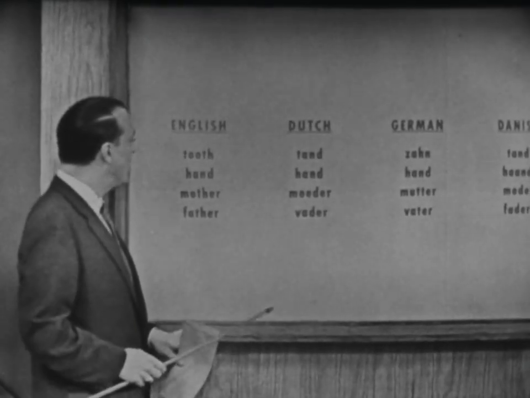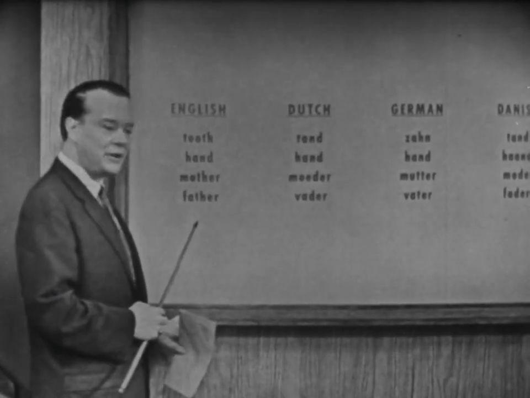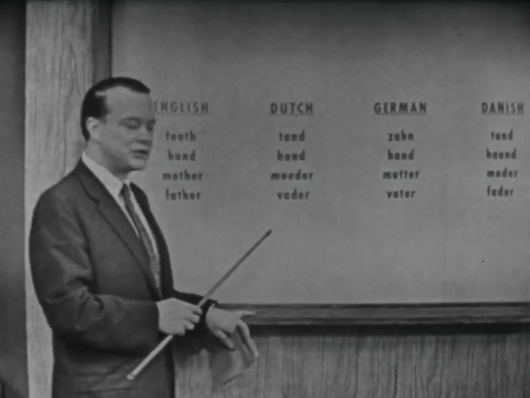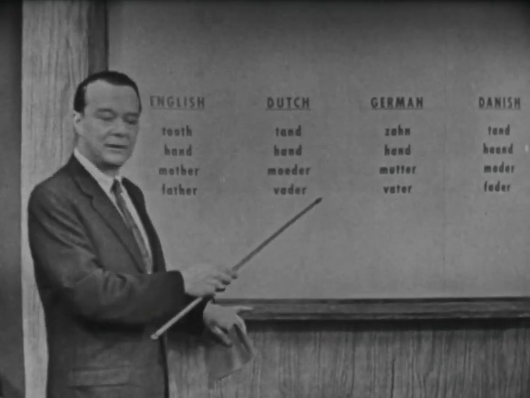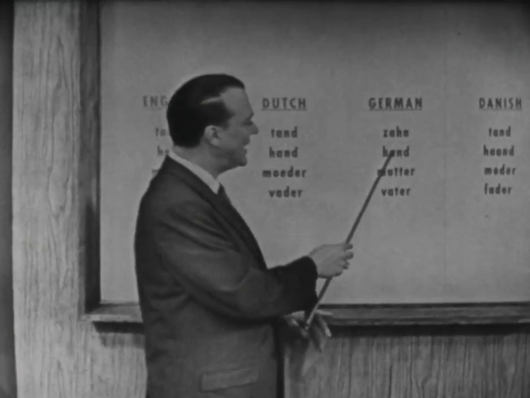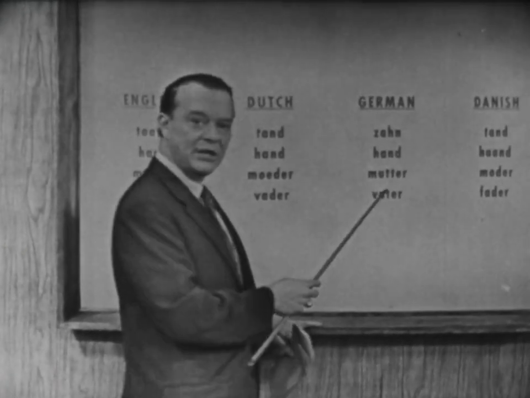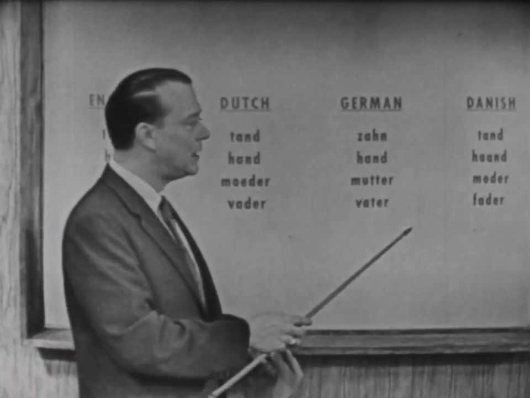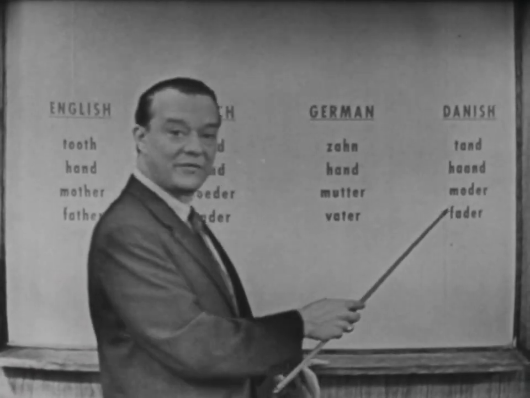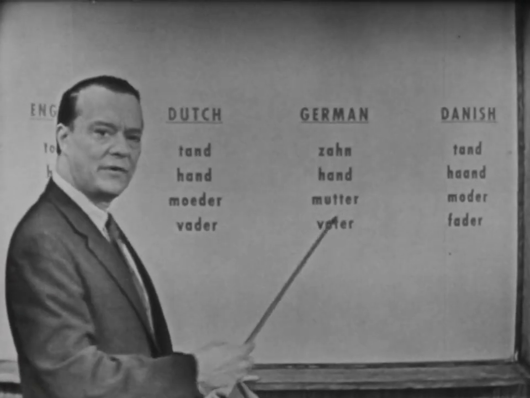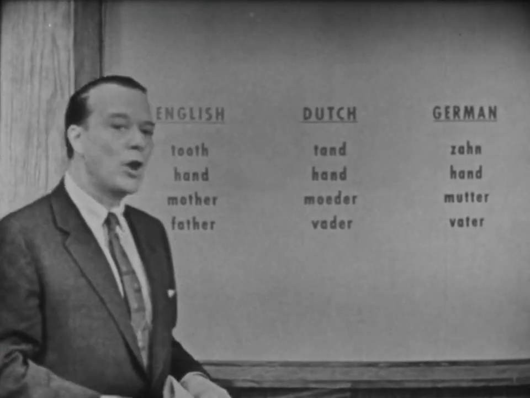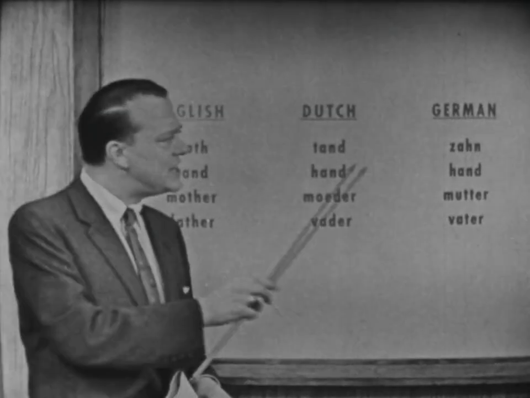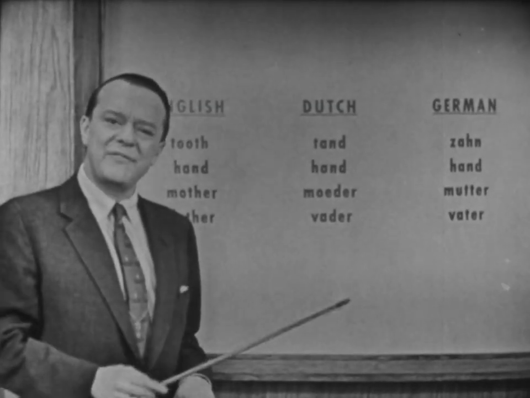For instance, here on our board, we have 4 very familiar English words: tooth, hand, mother, and father. Now, in Dutch, they look quite alike and they sound quite alike: tand, hand, moeder, vader. In German: Zahn, Hand, Mutter, Vater. Actually, this is written, of course, with a D in the writing system, but it really stands for a T sound. And in Danish: tand, hånd, mor, and far. In other words, these words sound very much alike, they look very much alike, and they mean the same thing. In other words, these particular languages are definitely related.